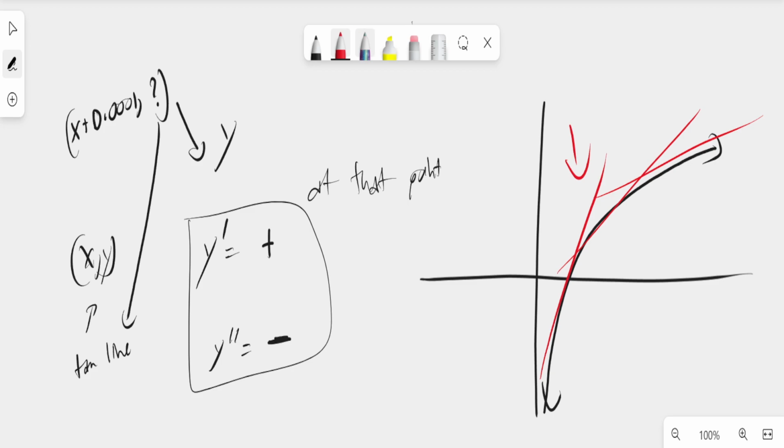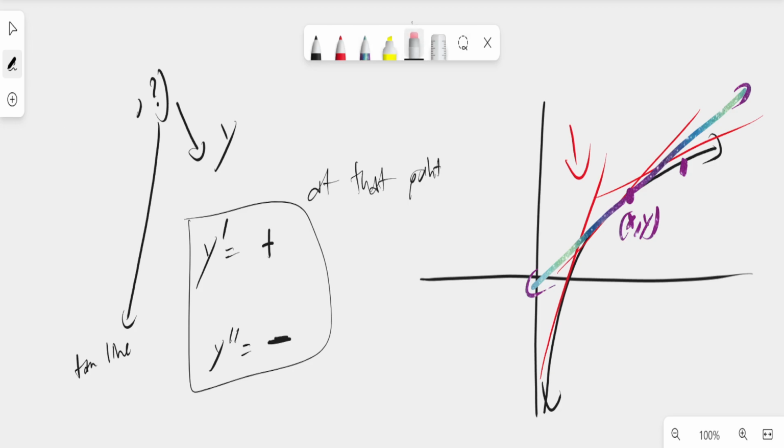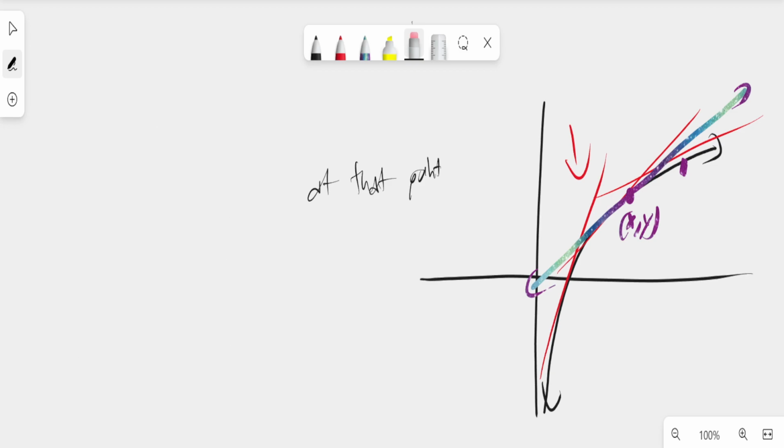So let's say there's this point x comma y, and I draw this tangent line over here. See how every point after it is underneath our tangent line? So it's underneath the curve, and it's overestimating. That's the kind of stuff on a theory problem. You have to actually understand what y prime and y double prime are. You can't just know how to take a derivative.